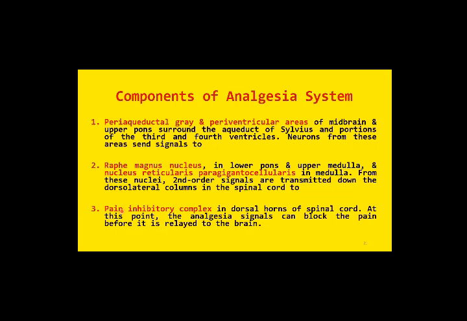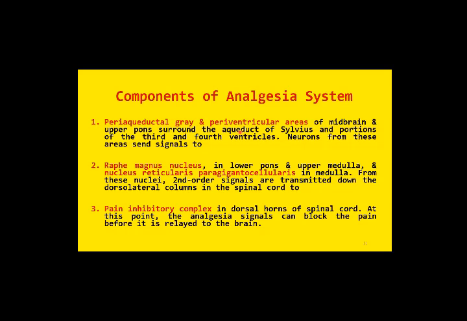And the third component of the analgesia system is located within the spinal cord. We have discussed the multiple areas of the brainstem, including the midbrain, also known as mesencephalon, pons, and medulla. The last component is located in the spinal cord itself, that is inside the dorsal horn of the spinal cord. So this is the site where the analgesia signals can block the pain before it is relayed to the brain. So these are the components of the analgesia system.